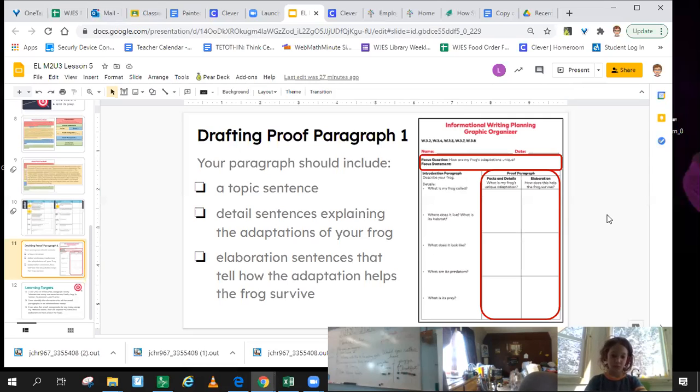So I had a couple questions that you might be having in your head. One of my friends said, is it okay that both of your physical ones have to do with blending in or hiding? That's fine. As long as they're different adaptations, even though they have the same purpose, that's perfectly fine. All right.